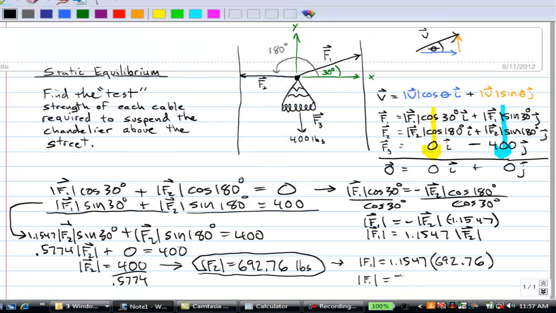799.93 pounds. That's the magnitude of the F1 vector. It's the tension strength, the test strength that that cable on the right would require. And that's our final answer.